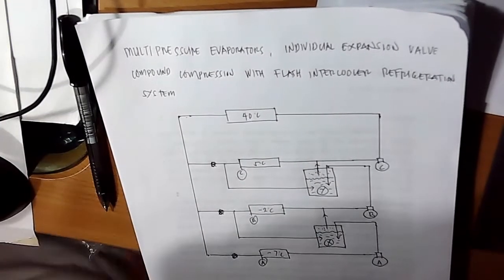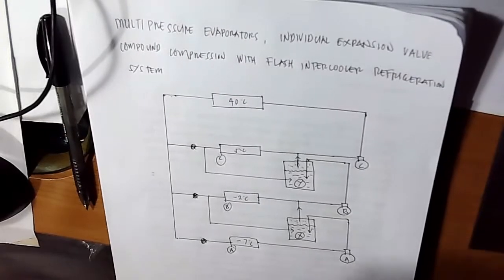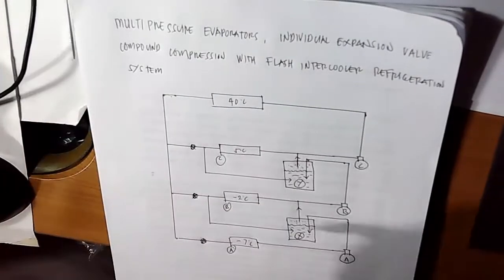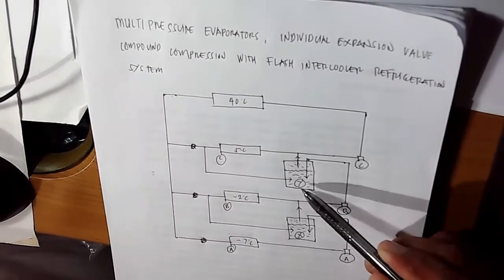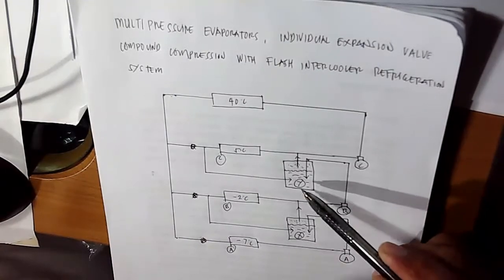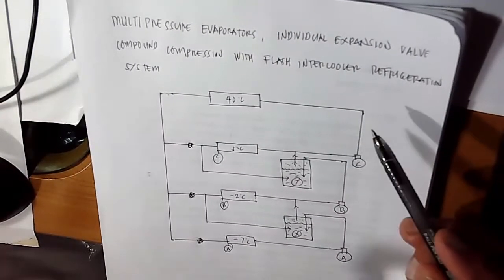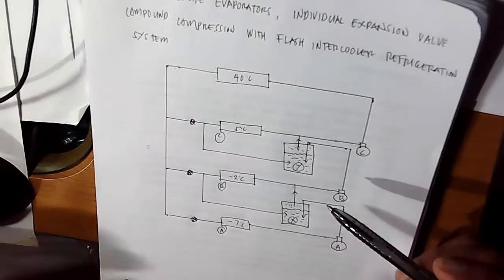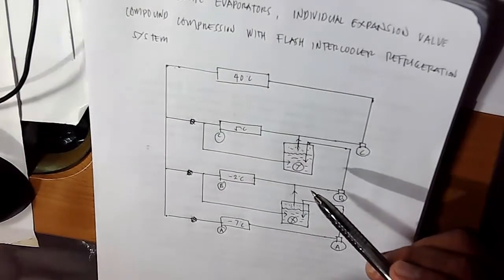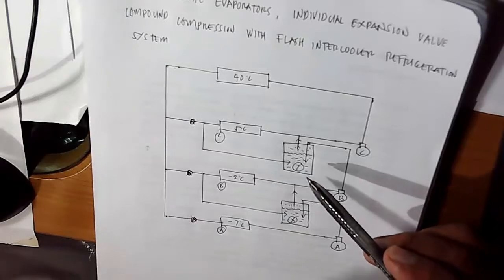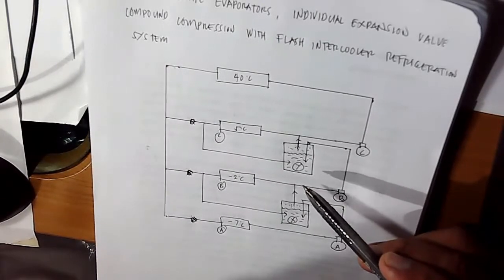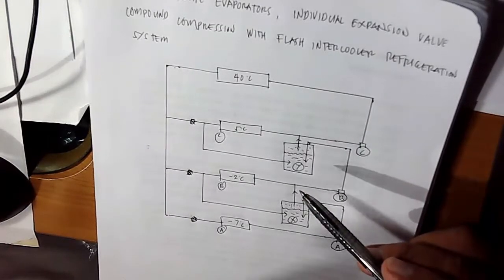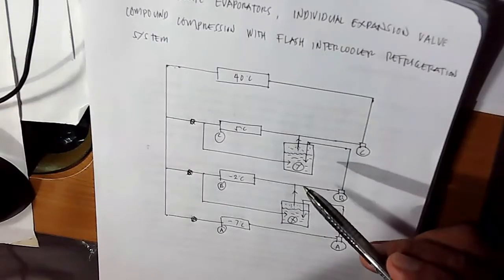Okay, today we have the multi-pressure evaporators, individual expansion valve, compound compression with plus intercooler X and Y, plus intercooler X, plus intercooler Y, refrigeration system. So this is another type of open type intercooler. Open in the sense that the medium are mixed within the system, and at the same time there is an exchange of heat within the system.